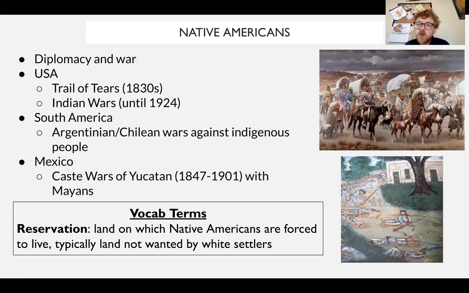These are countries dominated by white property owners, much like the United States. And we're going to see very similar policies regarding Native Americans. So Native Americans are either going to be defeated militarily, they're forced to assimilate, or they're forced to go onto reservations. We see similar things in Argentina and Chile.